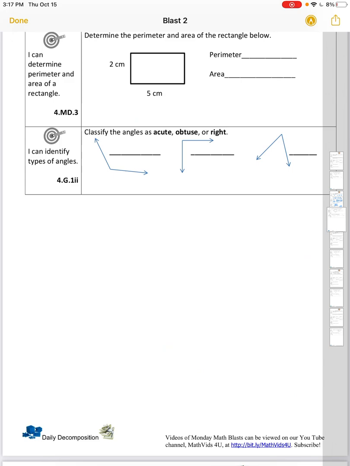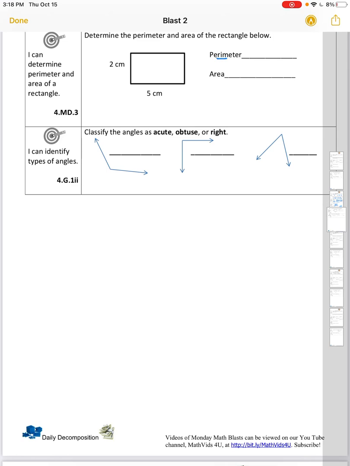I can determine perimeter and area of a rectangle. Determine the perimeter and area of the rectangle below. The key word in perimeter here is rim. I want to find the distance around the figure there. I'm going to go all the way around the rim.